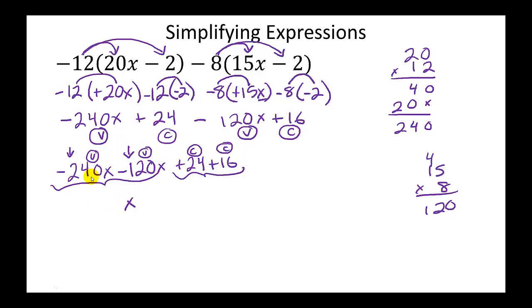If we go down 240 and down another 120, that means we're really going down 360x. And then we have a positive that's going up, and a positive going up. So going up and more up means we're going to be even higher up. So we will add, we're going in the same direction, 24 and 16. So we have 40 as the constant term.